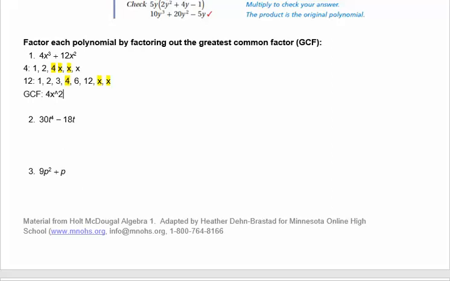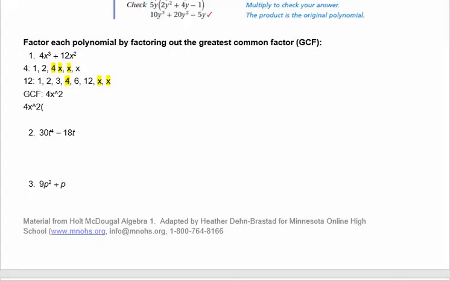Now we did that in the 8.1 worksheet. What we're going to do now that you know what the greatest common factor is, we are going to factor that out of our original polynomial of 4x cubed plus 12x squared. So you start by writing the greatest common factor in front and putting a parenthesis sign. Now what goes inside the parentheses is what you would have if you divided each of those terms by the greatest common factor. So we started with 4x cubed plus 12x squared.